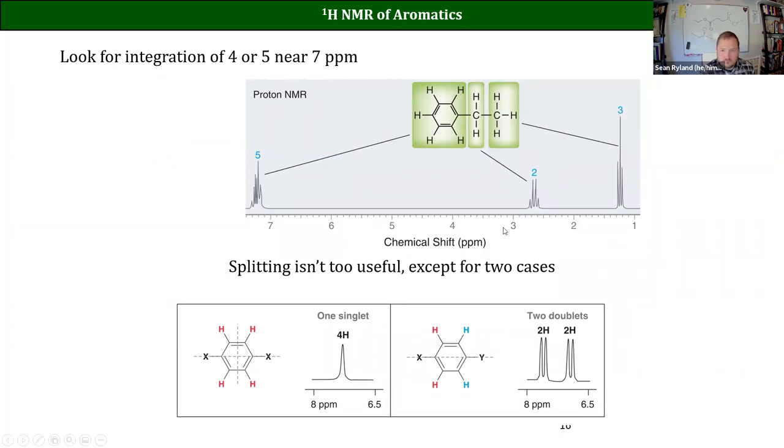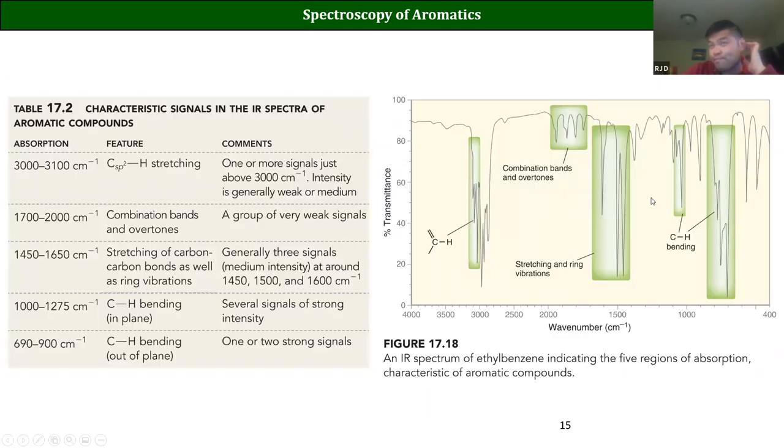RJ? With those overtones, is it possible to have both of those signatures show up, like the overtones and then the peaks that you had there on the left side?